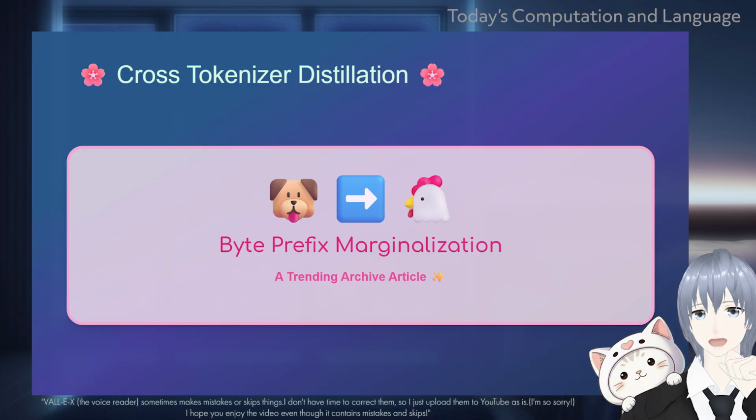And today, I'm introducing a trending article from the archives. The title is Cross-Tokenizer On-Policy Distillation via Byte Prefix Marginalization.